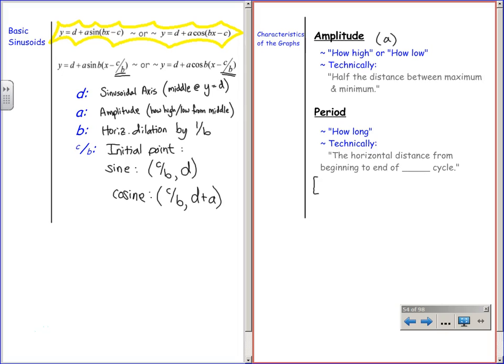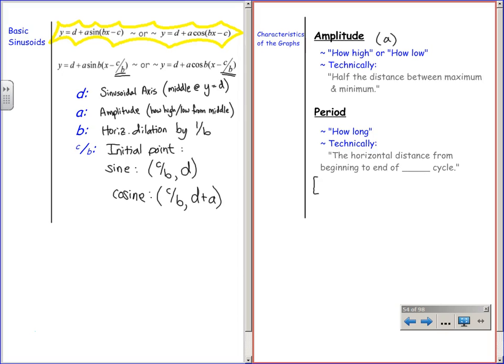The period is how long it takes. That's not where it starts. That's not like the initial shift. The period is how far it takes, or how long it takes, for one wave to complete. Sine usually takes 2 pi to complete. Cosine usually takes 2 pi to complete. They both do, but if there's a stretch or a compress, that's going to change.